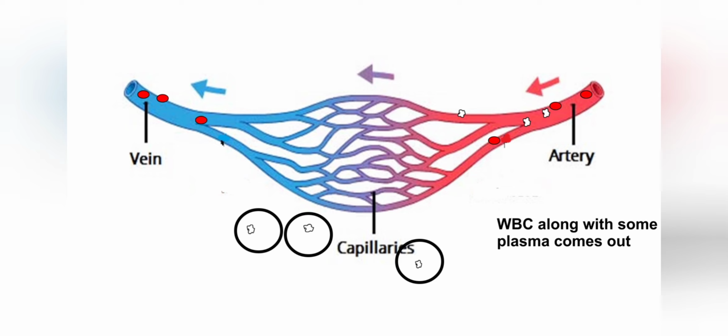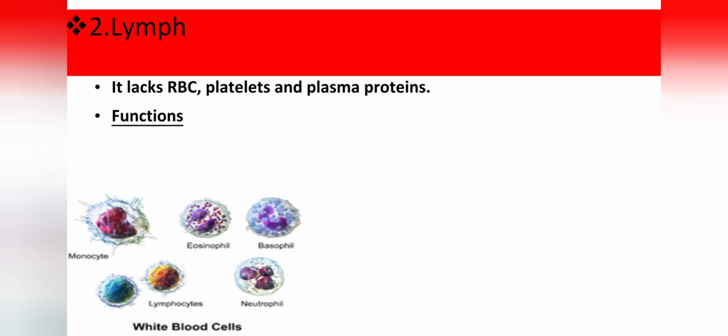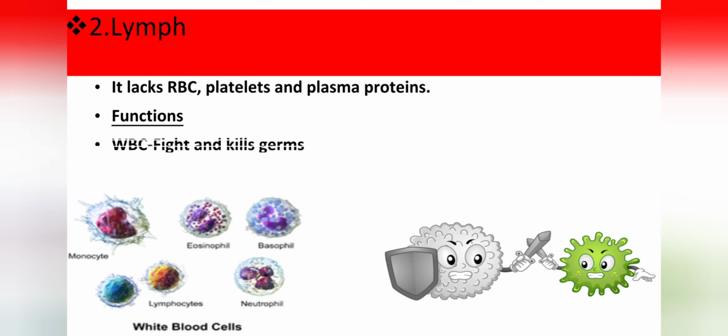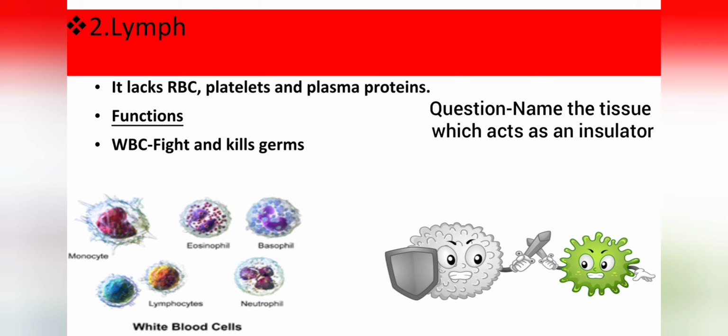Now, since you have understood what lymph is and how it is formed, let's learn about the functions of the lymph. Lymph lacks RBCs, platelets and plasma protein. It consists of only WBCs. And the function of WBC is to fight and kill the germs. So that becomes the function of lymph also, to fight and kill the germs.